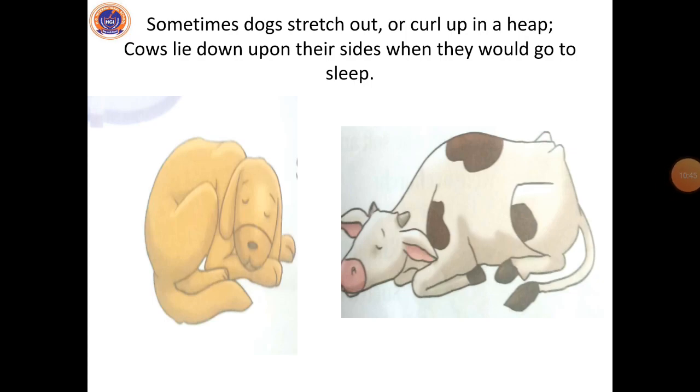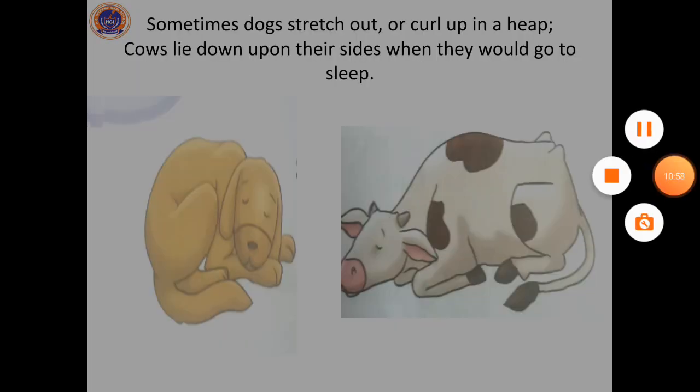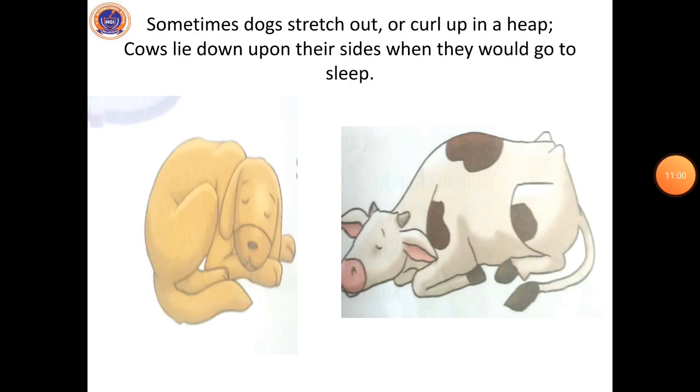Now, children, come to the next line. Cows lie down upon their sides when they would go to sleep. Now, you can see in the picture the cow is sleeping. Now children, cows do not sleep while standing like a horse. Okay? A horse can lock its knees while standing, but a cow cannot. That is why it sleeps by lying down.